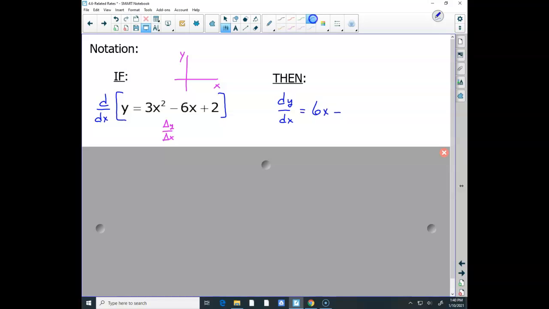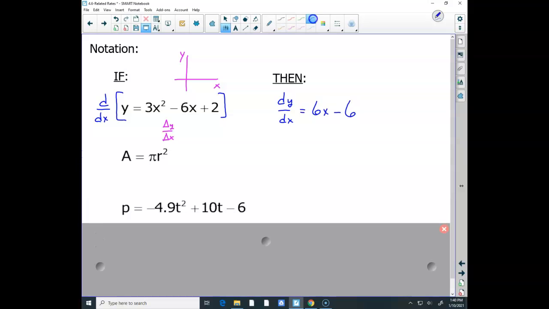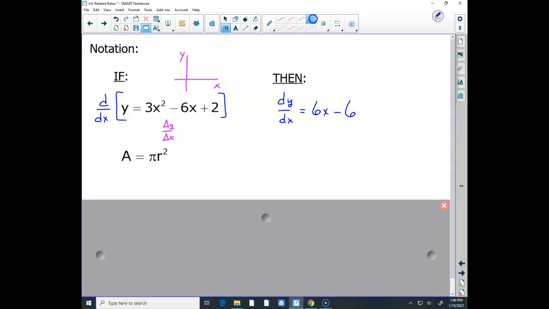Minus the derivative of 6x is going to be 6 dx/dx. And then if I say plus 2, the derivative of 2 is actually going to be 0 dx/dx, and it's not there. Therefore, we leave it there. So if my function y equals 3x squared minus 6x plus 2, then its related equation would be dy/dx equals 6x minus 6.